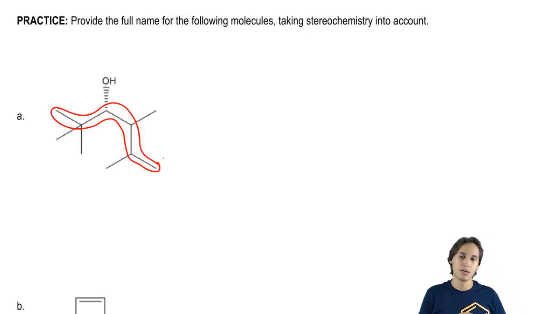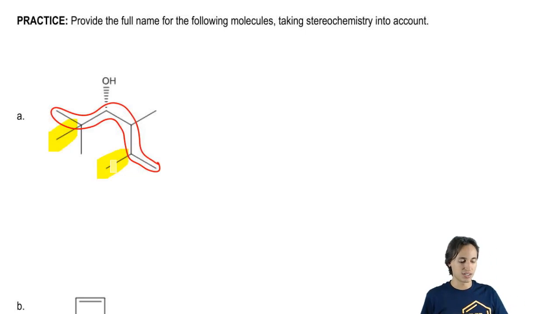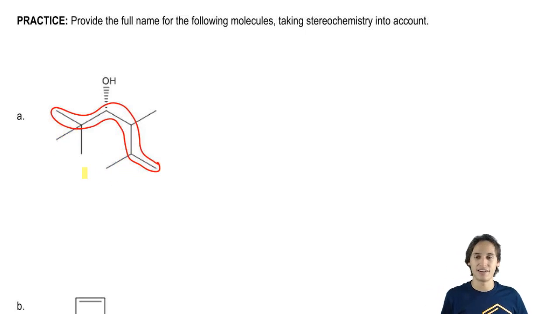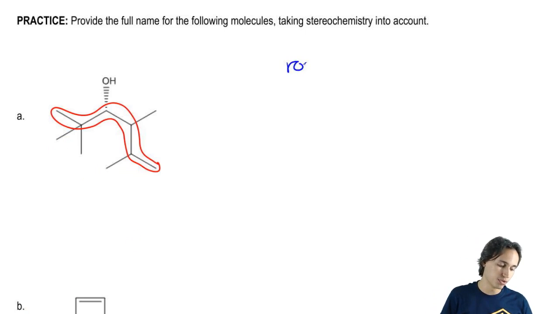You could have picked maybe another branch. You could have gone down this way or this way, but remember that I always say, as long as you get to the same place at the end, it doesn't really matter. Okay? So it looks like, according to my root, this is going to be a hexanol.